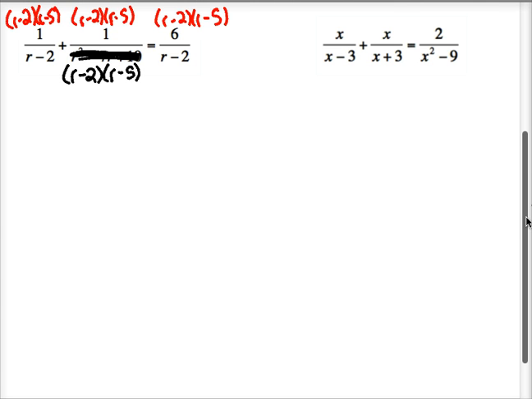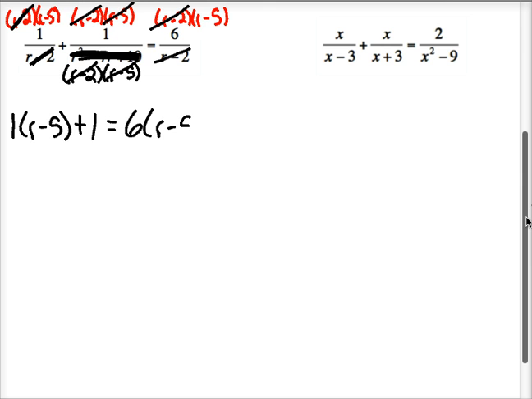All right, and let's take a look at what happens. So in this one, the r minus 2 cancels out, so I have the 1 and the r minus 5 left. In this piece, the r minus 2's cancel and the r minus 5's cancel, so all I have left is 1. In this last one, the r minus 2's cancel, so I have a 6 and an r minus 5 left. So again, that's the power of these least common denominators.